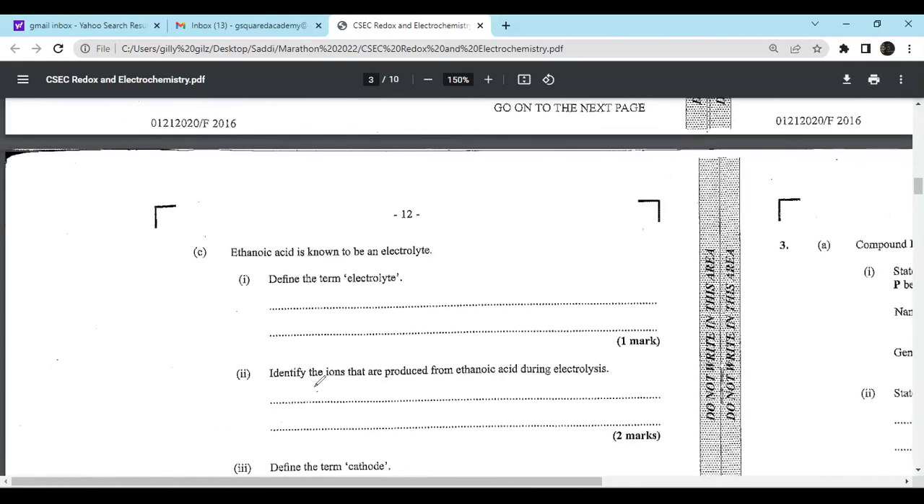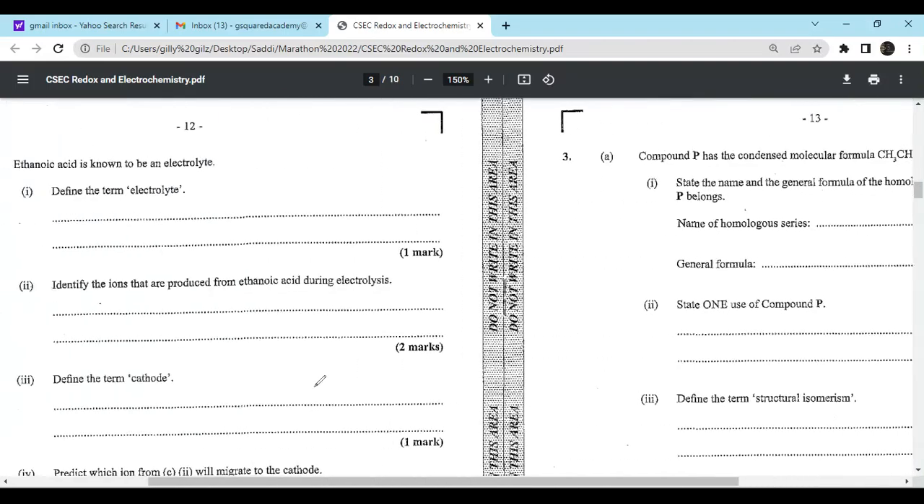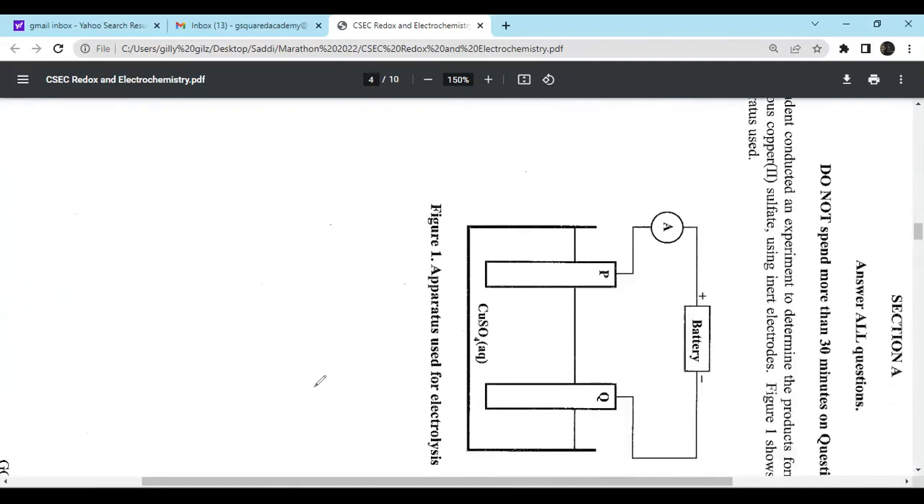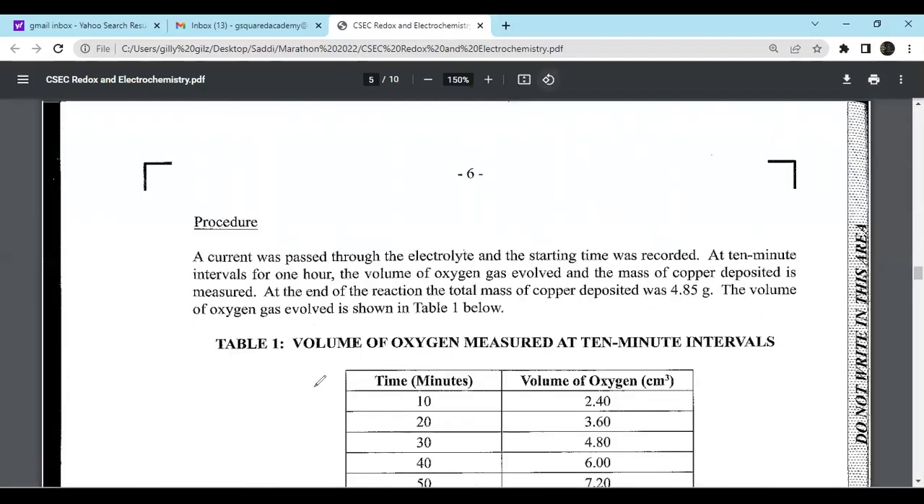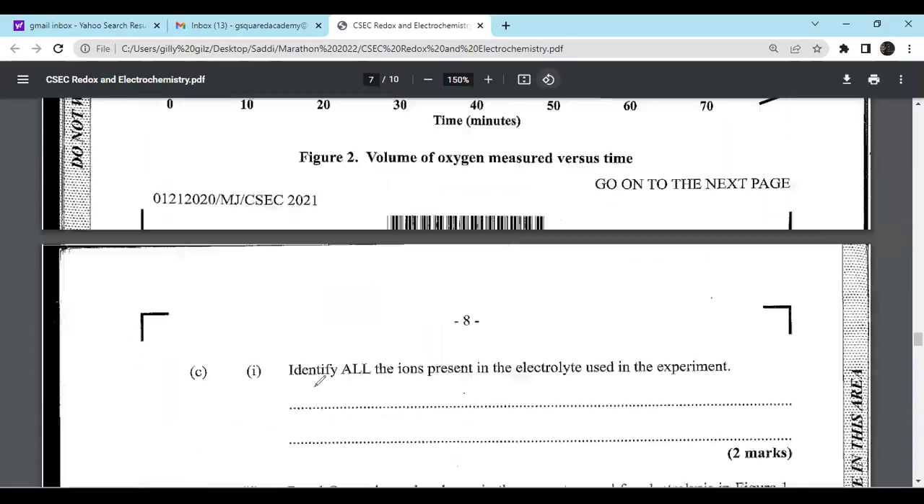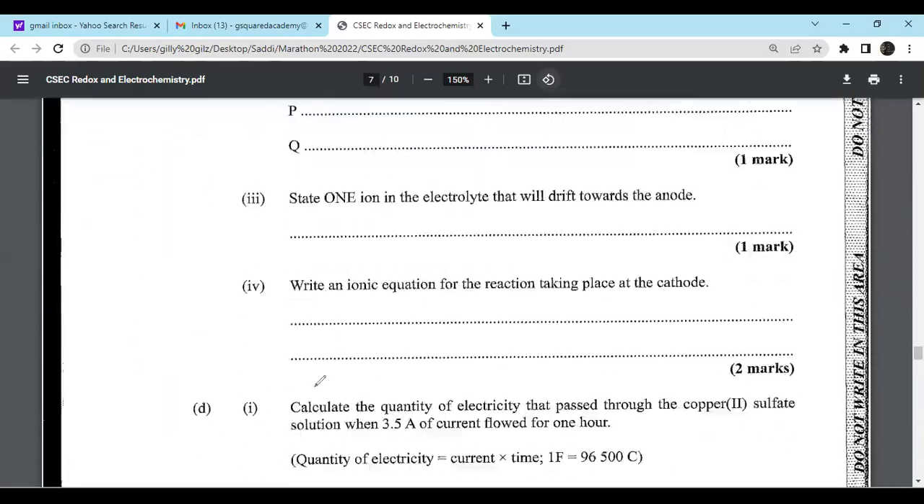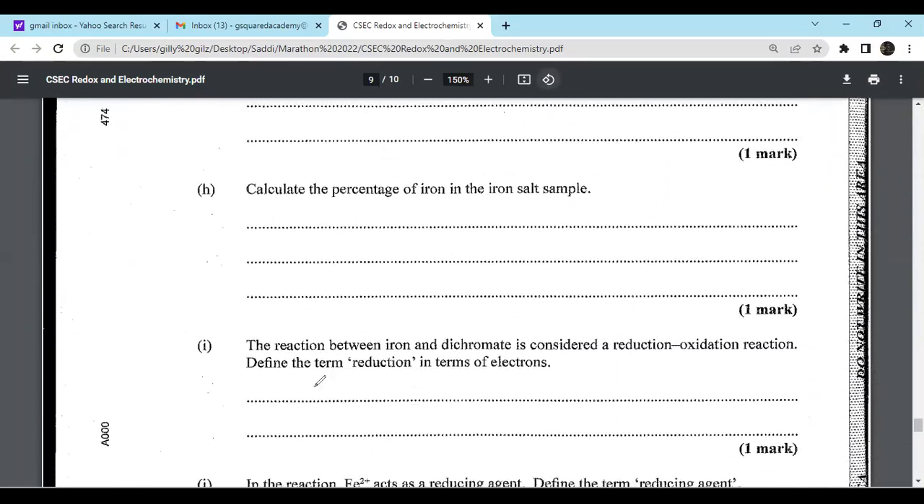It says electrolysis now. There was another redox question. Okay, we're going into electrochem.